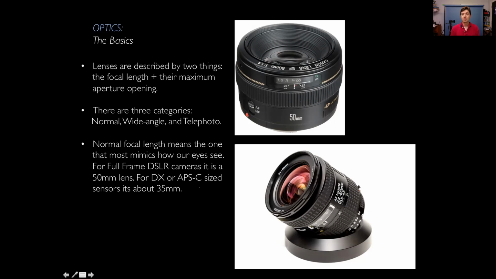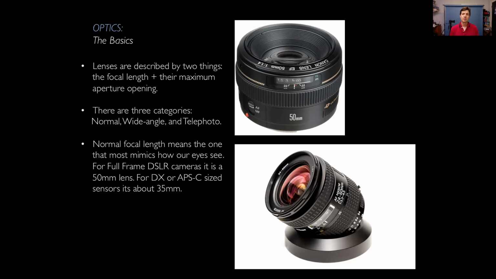There are 3 main categories of lenses. This is normally the way we think of them. We think of a normal lens, a wide angle lens, and a telephoto. A normal focal length lens means the one that most mimics how our eyes see. Now, for a full frame DSLR camera, that would be a 50 millimeter lens.